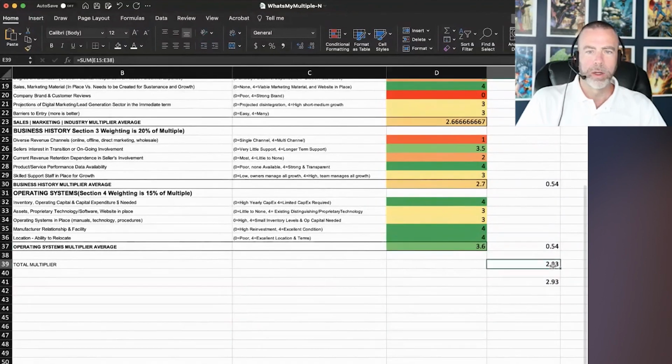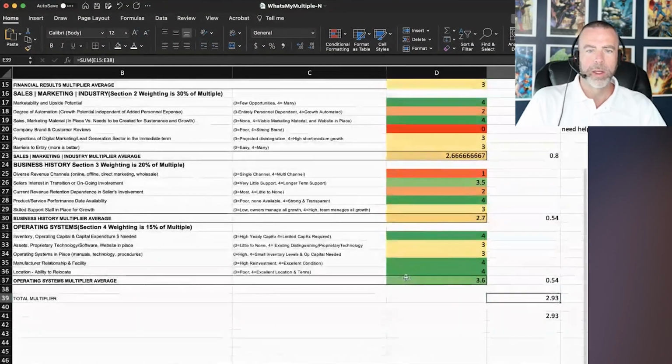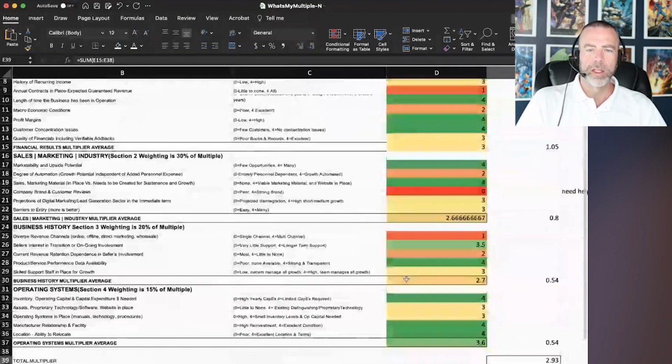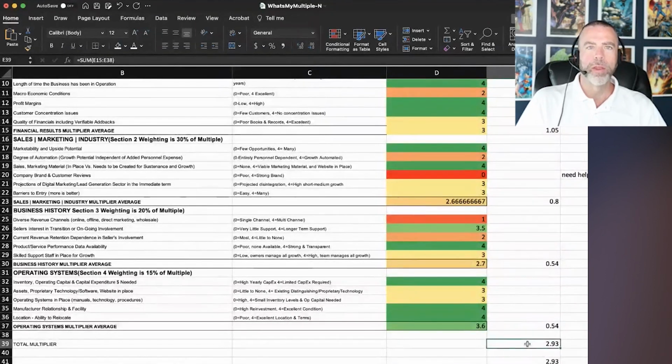Total multiplier, I gave them a 2.93. This was like the middle ground of where I think this business would get offers in. So I tend to be a little bit conservative here. They wanted to go out to the market at a higher multiple, and I was totally cool with that because it's an awesome business. So we ended up listing them, or getting ready to list them, at a 4x multiple, and that's just where my clients want to go out.